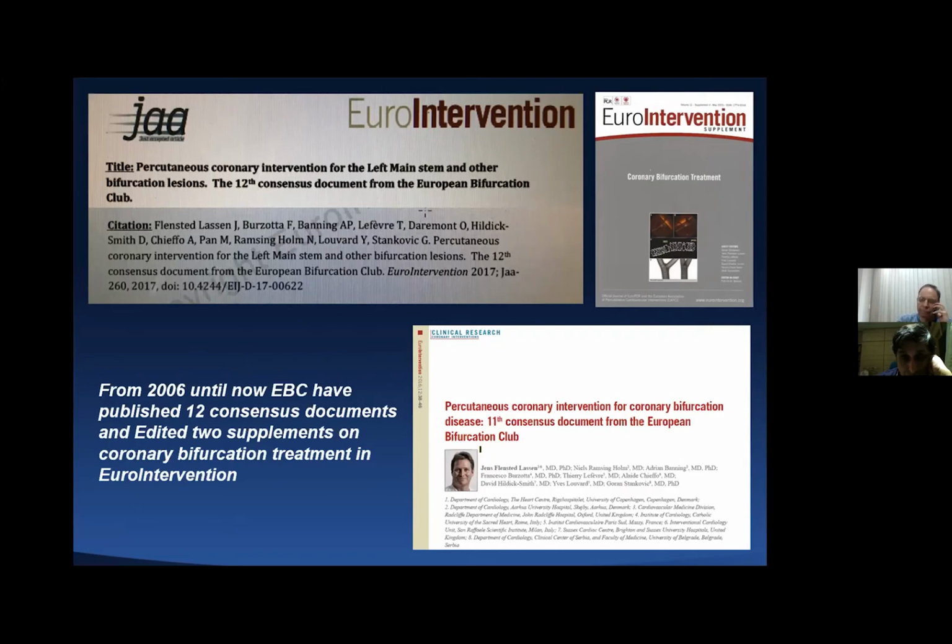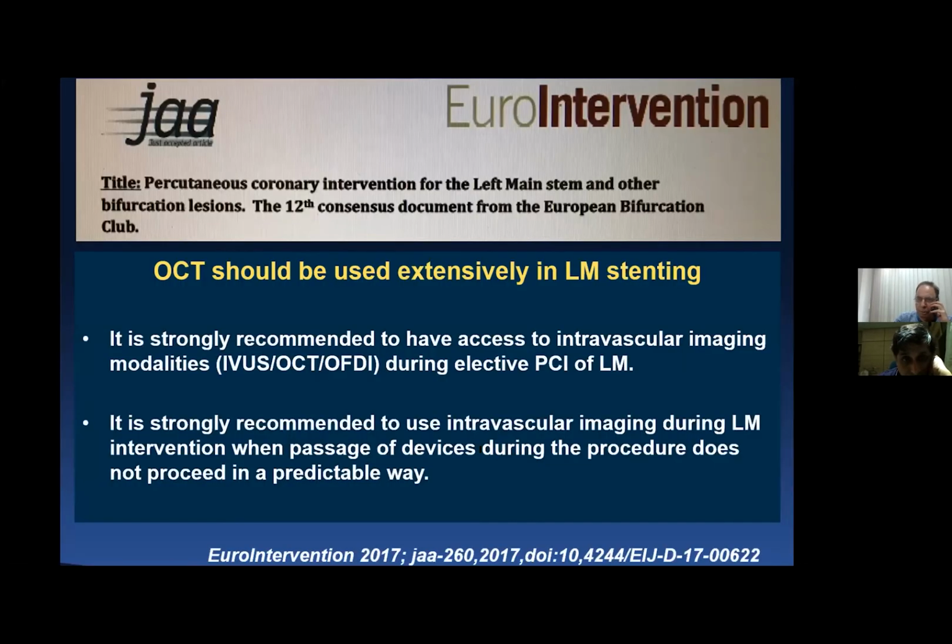So can OCT be used for bifurcations of left main? I think for distal left main bifurcation, OCT is superior to intravascular ultrasound. In the opinion of the EuroIntervention 2017, it is recommended that IVUS, OCT or OFDI should be used during an elective PCI of left main. Initially it used to be only IVUS, now OCT is added on to IVUS.